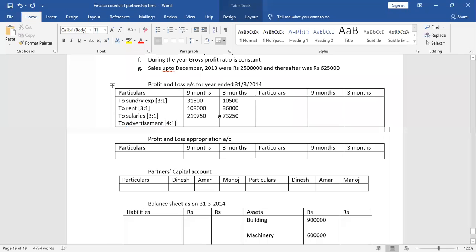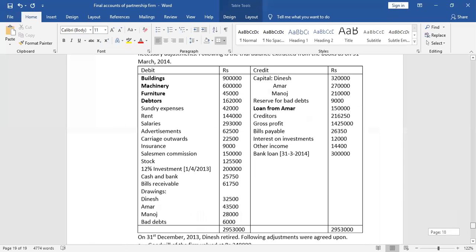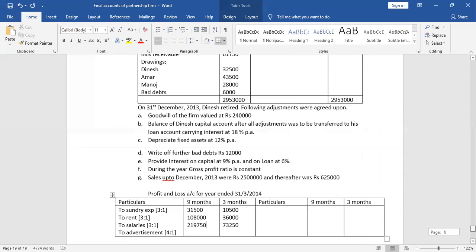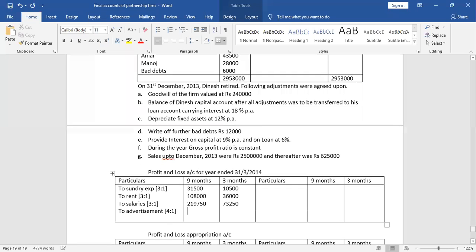So divide, what is the amount of advertising? Advertisement का amount क्या है? 62,500. तो 62,500 को divide करो ये ratio में. Divide in this ratio, what you are getting? 50,000 and 12,500.